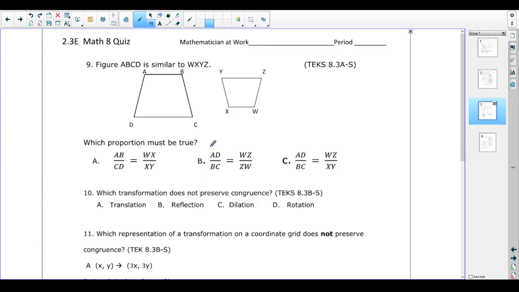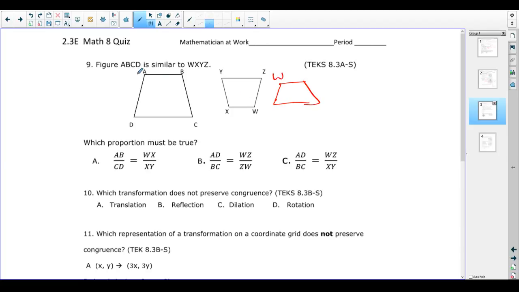Number 9. Oof, this one. Okay. Which portion must be true? At least there's only 3 answers here. What I would do, since this one is upside down, I'm going to take W, X, Y, Z, and I'm gonna flip it around here. So I know A goes with W, right? First letter. B goes with X, C goes with Y, and D goes with Z. And then I don't need this picture ever again. So I'm going to compare this shape to that shape.